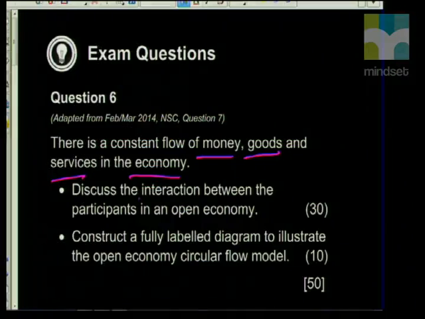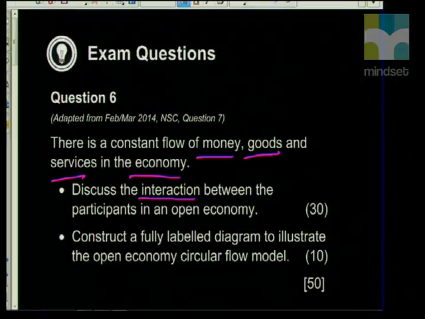We need to discuss the interaction between the participants in the open economy. I don't know how to remind people of words like interact. When things interact, they work with each other, according to each other. They interact, they work with one another, right? How the interaction between the participants in the open economy happens. Remember, that is for 30 marks.